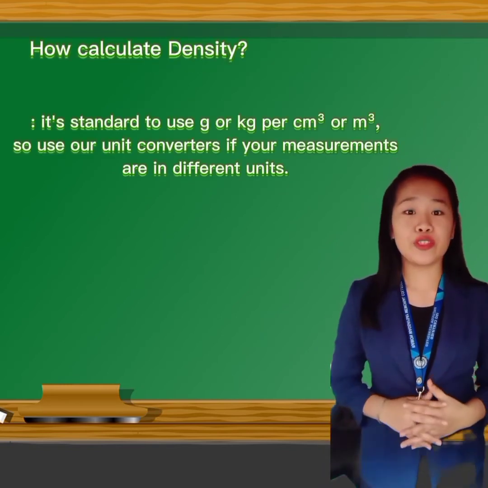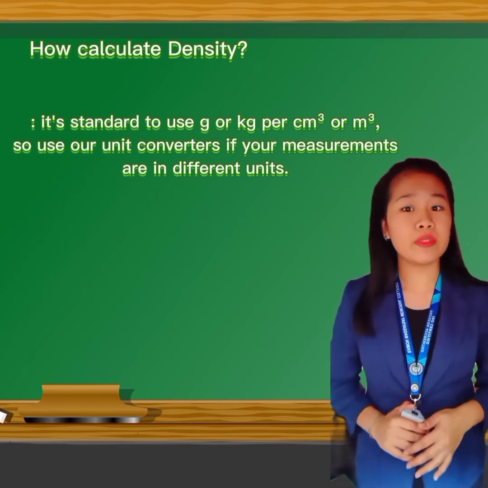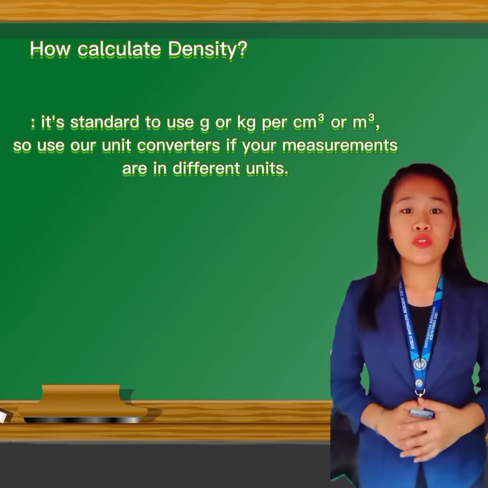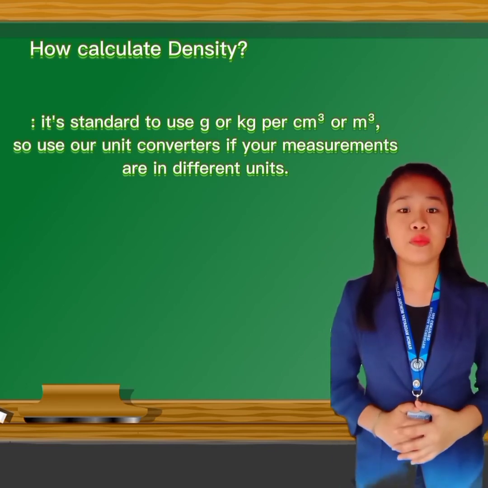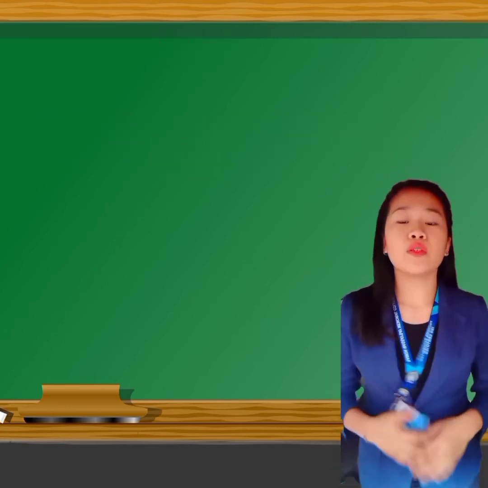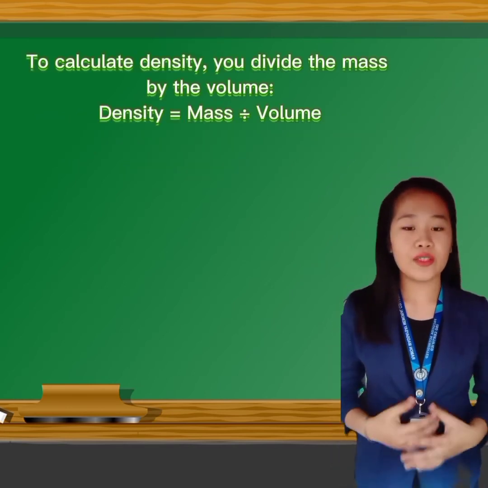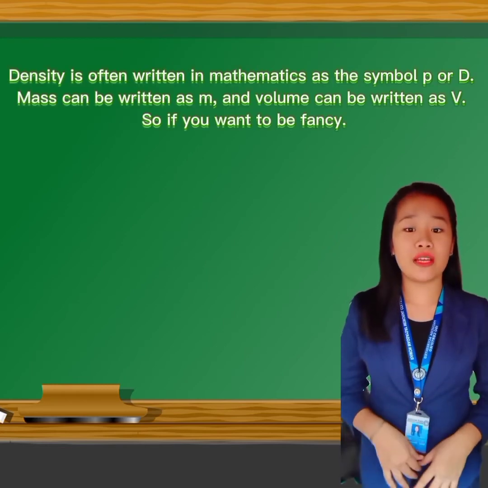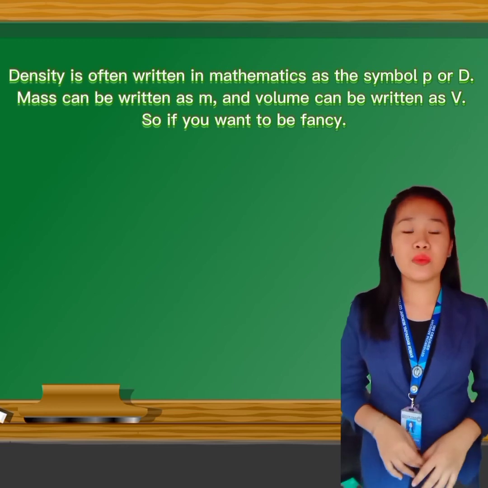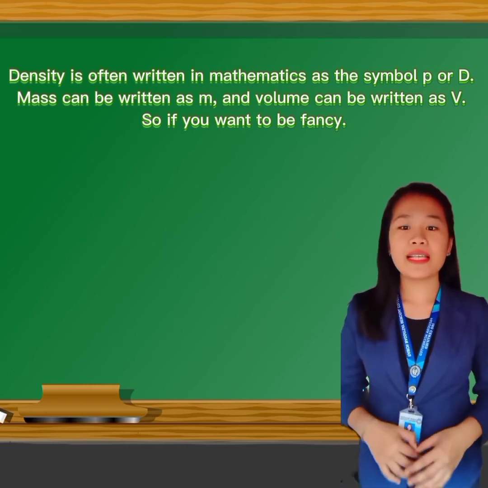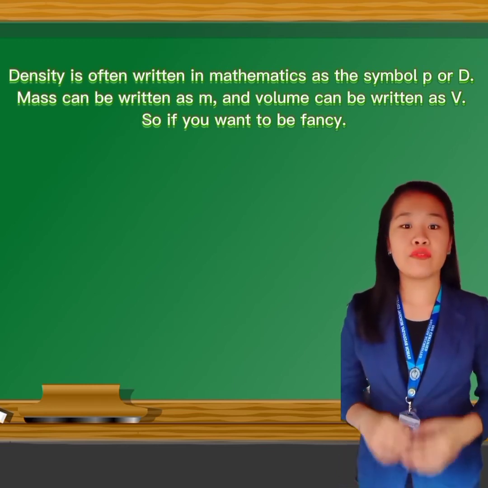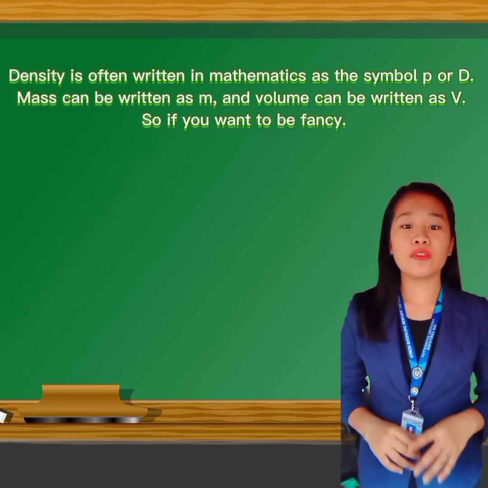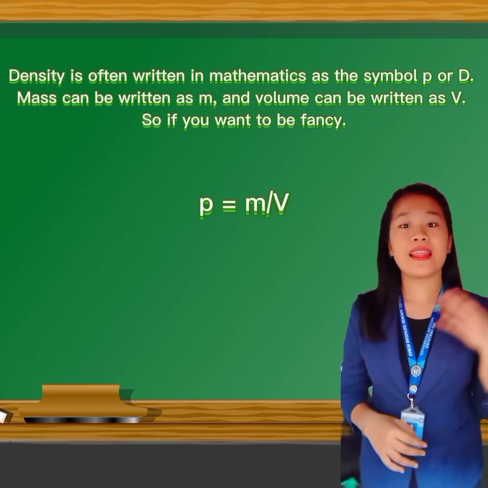How to calculate density? Always keep an eye on your units. It's standard to use grams or kilograms per cubic meter or milliliter. So use your unit converters if your measurements are in different units. To calculate density, you divide the mass by the volume. Density is often written in mathematics as the symbol P or D. Mass can be written as M, and volume can be written as V. So if you want to be fancy, the formula looks like that.